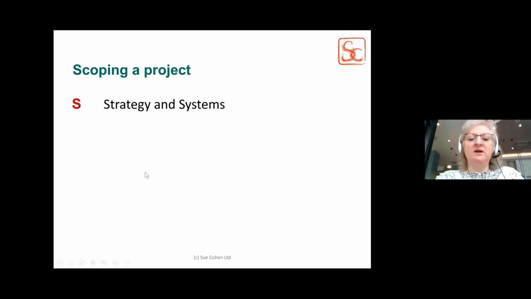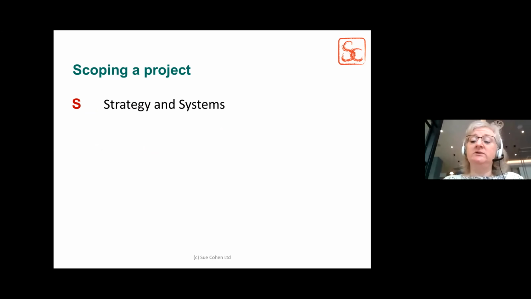So the first thing to think about is what's the overall strategy and what systems are we looking at? So in a big business, it might be a finance system, it might be a marketing system, it might be an HR system, but what's the overall business strategy that we're trying to tie it into? Where is that business or that charity or that organization going? And therefore, what is it they need to be looking at and developing? Because it could be anything.